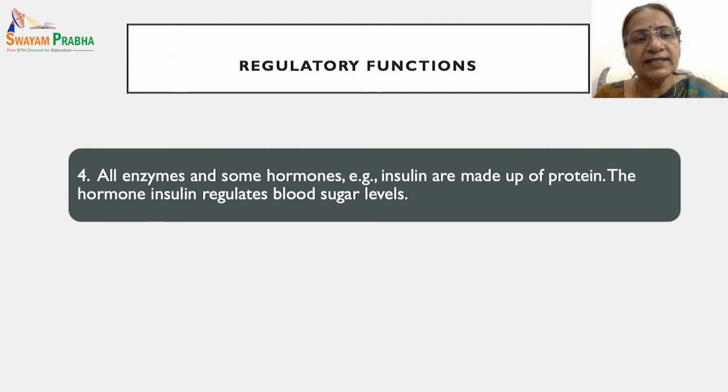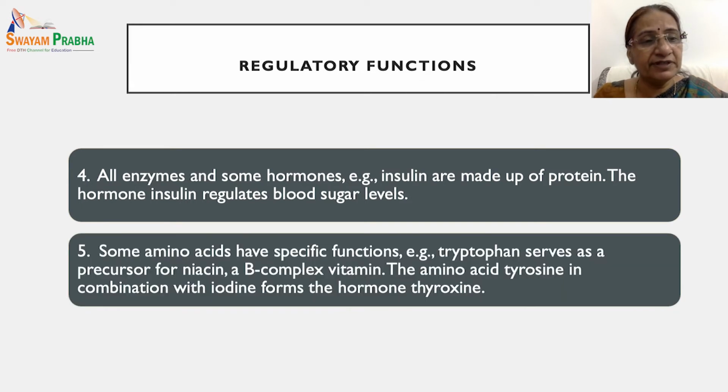Fourth, all enzymes and some hormones, for example insulin, are made up of proteins. The hormone insulin regulates blood sugar levels. Enzymes act as specific catalysts to metabolic processes in the body. Fifth, some amino acids have specific functions. For example, tryptophan serves as a precursor for niacin, a B complex vitamin. The amino acid tyrosine in combination with iodine forms the hormone thyroxine.